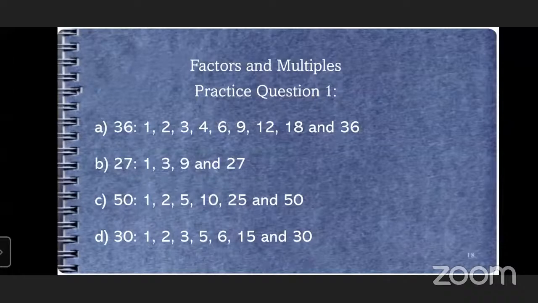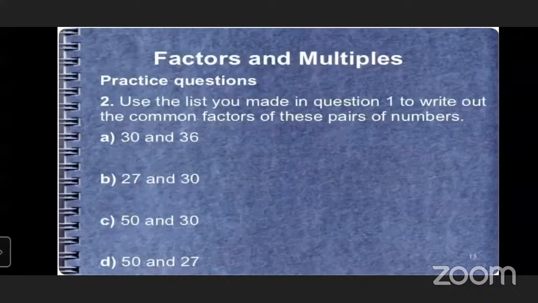Okay. Now, 50. 1, 2, 5, 10, 25, and 50. So these are the factors of 50. Now, 30. 1, 2, 3, 5, 6, 15, and 30. These numbers can exactly divide 30. Now the next question is, use the list you made in question 1 to write out the common factors of these pairs of numbers.